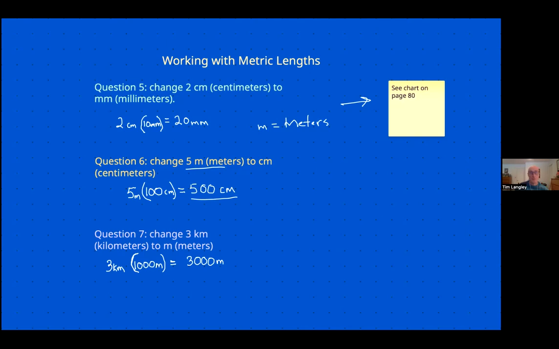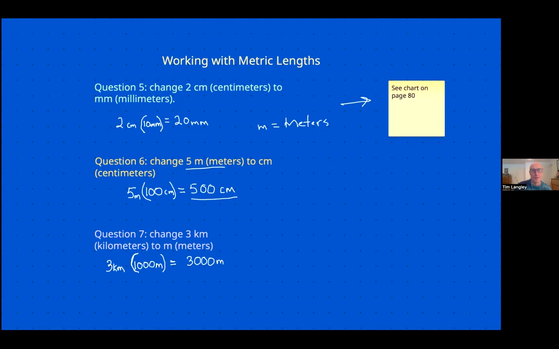Question 7: change 3 kilometers to meters. Okay. Well, a kilometer is 1,000 meters. It says it right on the chart. It's 1,000 meters. Okay, so that's the bottom part of that chart here. So if I take my 3 kilometers times 1,000, I get 3,000 meters. Okay. All right. So that's working with that. Moving right on to the next slide.